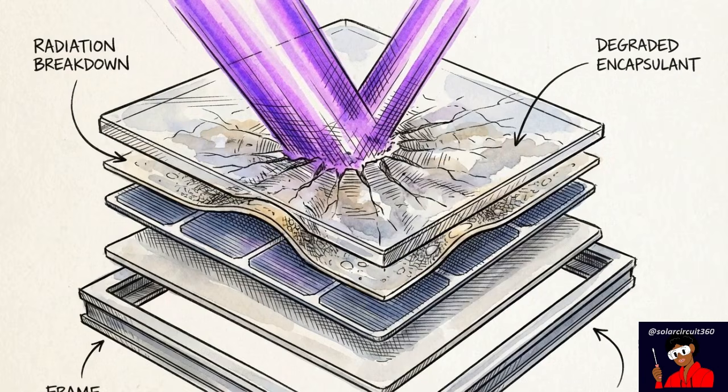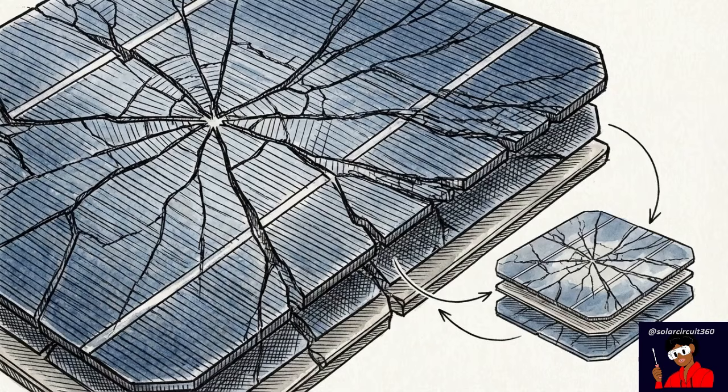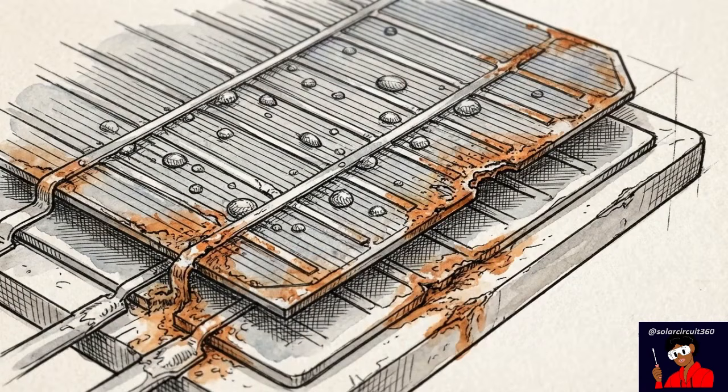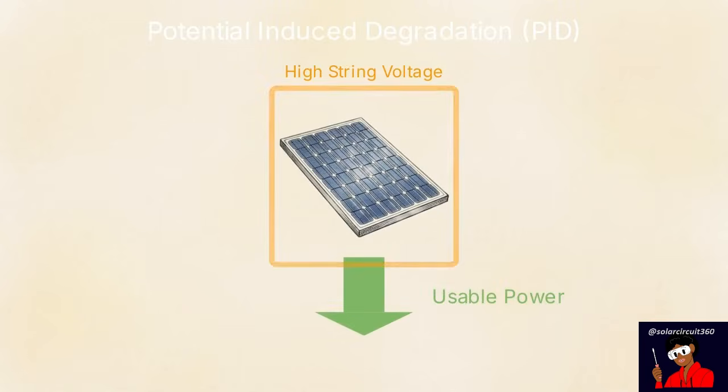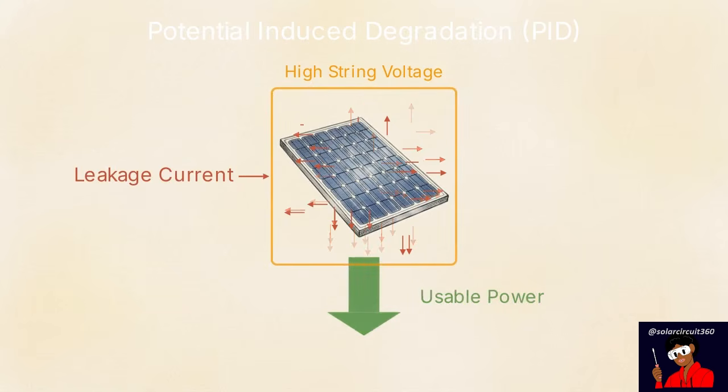The degradation begins with physical catalysts. Continuous ultraviolet radiation actively breaks down the protective encapsulant layers surrounding the silicon cells. Secondary environmental factors accelerate the wear. Daily thermal cycling expands and contracts the materials, creating microcracks in the silicon, while moisture ingress slowly degrades the internal metallic connections. The final physical factor is potential induced degradation, or PID, where high voltage differentials drive leakage currents through the panel frame, sapping usable power.